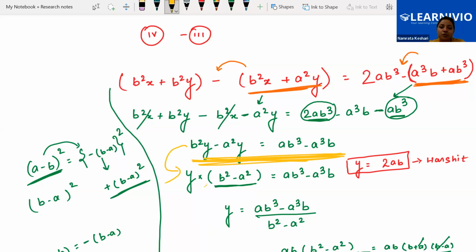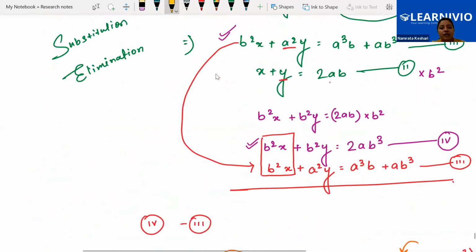Okay, once you have taken out common, you will be able to understand. Now we need to isolate y. We need to keep y on one side and the rest of the thing on the other side. That way we will get the value of y. That's it. We got the value of y as AB. Now we have to find the value of x.